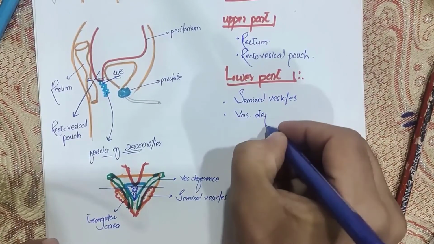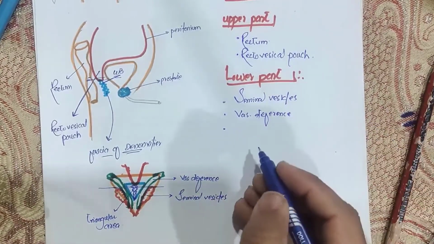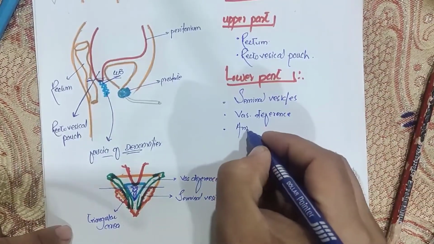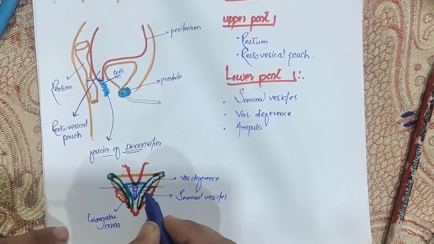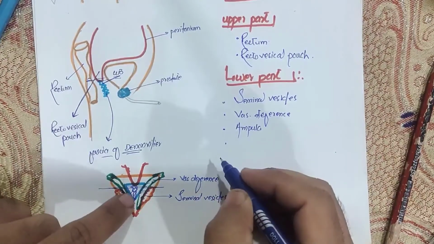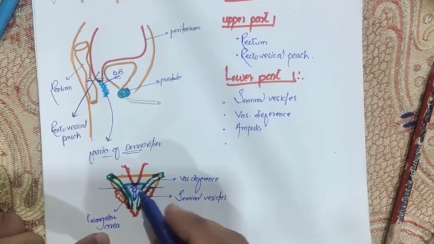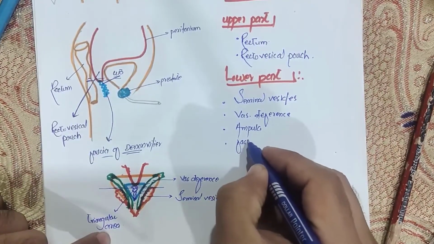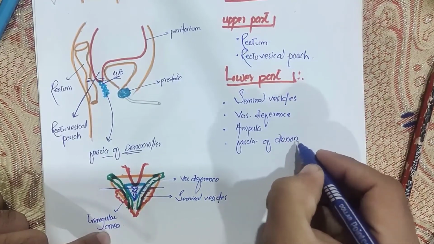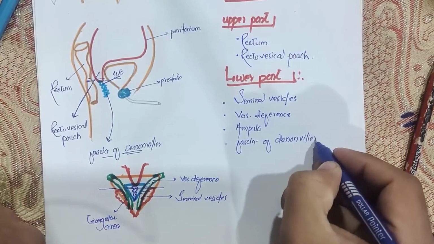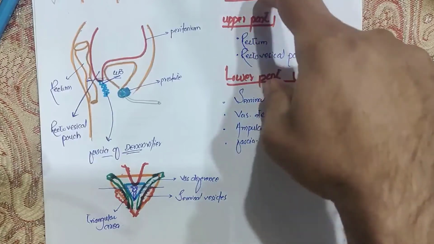Vas deferens, right? And we also say that the ampulla of vas deferens. Ampulla means this pouch area of the vas deferens, right? And then the next important thing, this is the fascia of Denonvilliers. So it comes in the lower part of the urinary bladder. So fascia of Denonvilliers, it is in relation of the lower part of the base of urinary bladder in case of male.